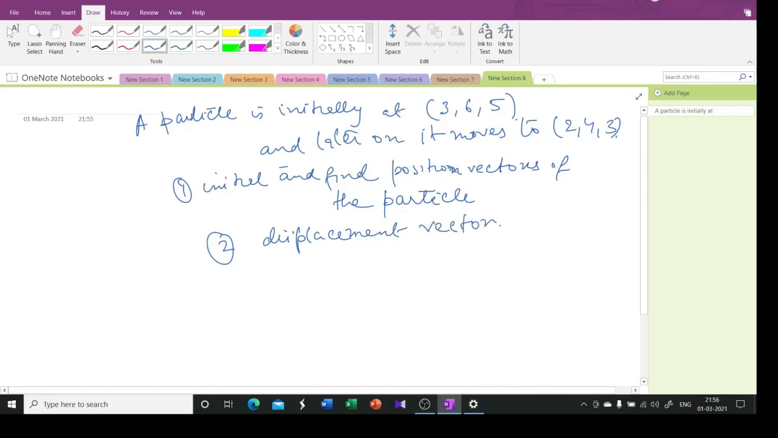Just think about it for 5 seconds. All right, so it's no big deal. Let's represent the initial position vector r1. This is r initial, so it's basically 3 i cap plus 6 j cap plus 5 k cap. R final is simply 2 i cap plus 4 j cap plus 3 k cap.